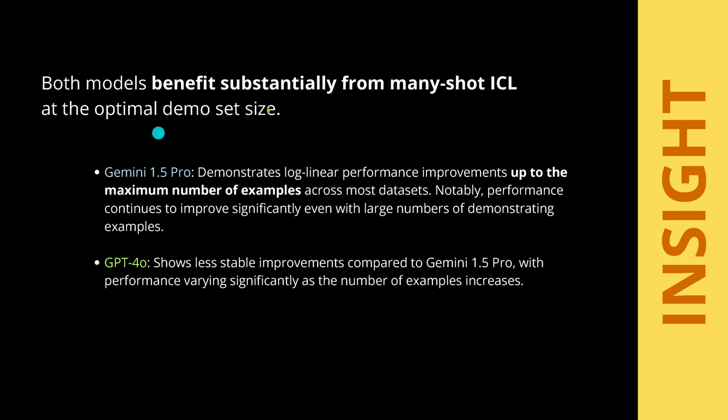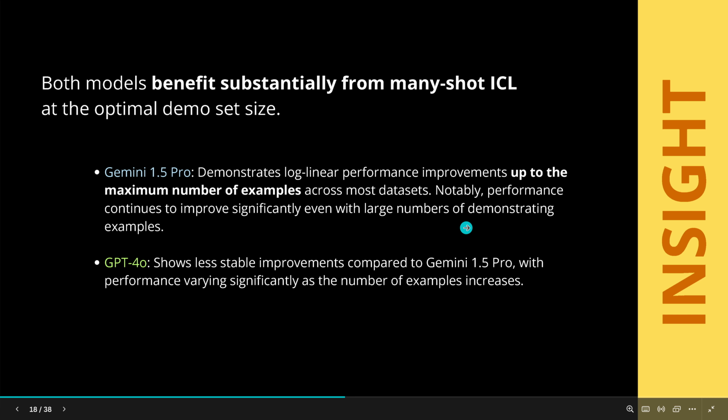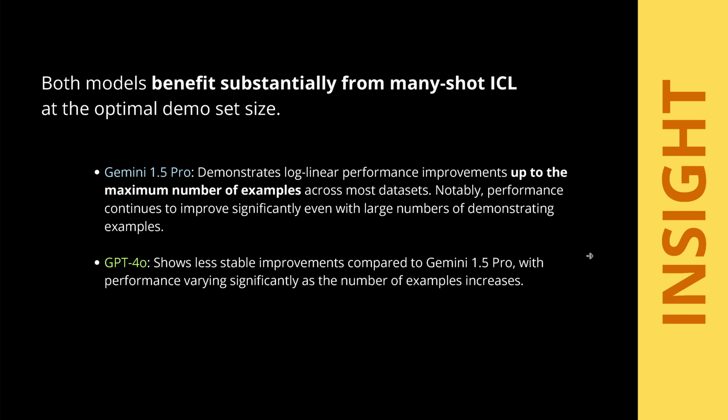And if it's not optimizing at the max, you have an optimal demo set size where it plateaus out. For Gemini 1.5 Pro, we have this log linear performance up to the maximum number of examples we can put into a prompt, 1,000 plus images. And the performance continues to improve significantly. But as I told you, GPT-4 Omni is less stable compared to Pro, and the performance varies significantly as the number of examples increases, and we suddenly have this V-shape when the pre-training performance does not meet the new domain data.